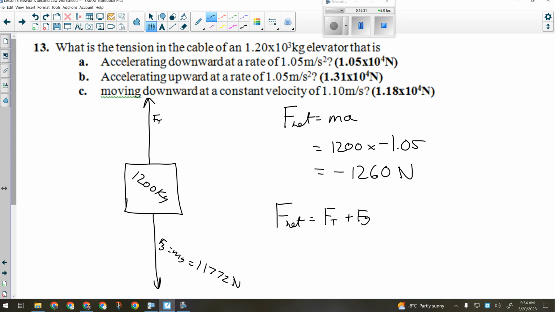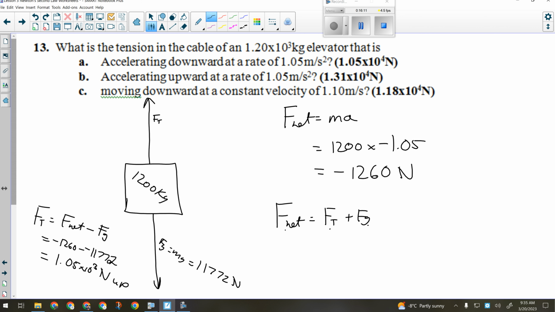Right. So I just calculated F net. I previously calculated Fg. Can I find the upward force? I can. So I'm going to manipulate this to solve for Ft, and that's going to be F net minus Fg. So that'll be negative 1260 minus negative 11,772. Okay, and when I do that, I should get 1.05 times 10 to the 3 newtons up, which makes sense.